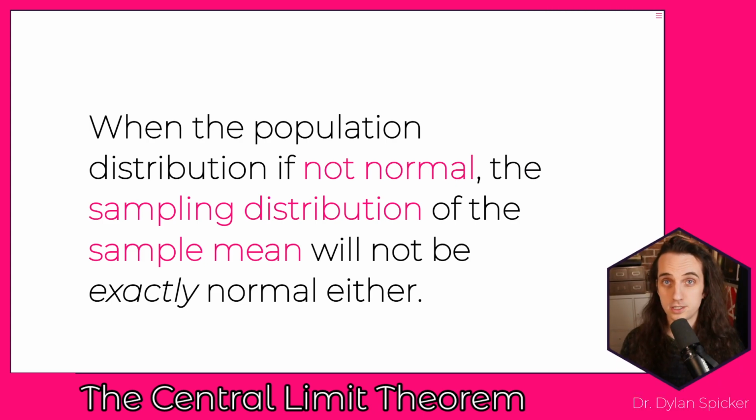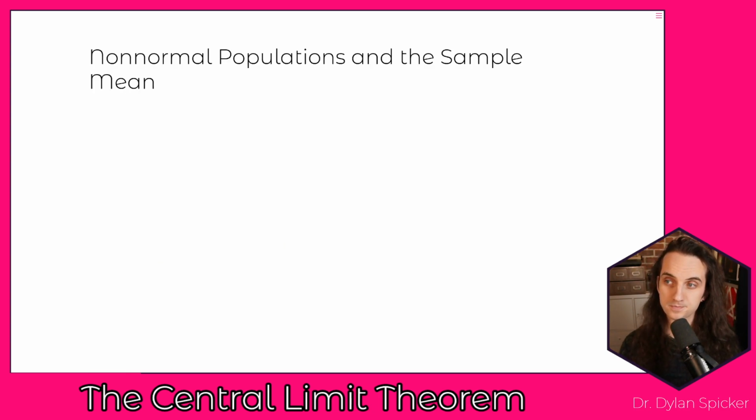So when the population distribution is not normal, the sampling distribution of the sample mean is not going to be exactly normal either. In order to have an exactly normal sampling distribution for our sample mean, we need the population to be normally distributed. And often, we're not going to be willing to assume that the population is normally distributed. And so the question remains, what do we do in that case? And that's where the central limit theorem is going to come into play.